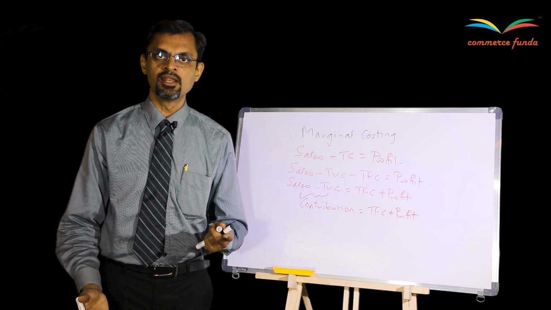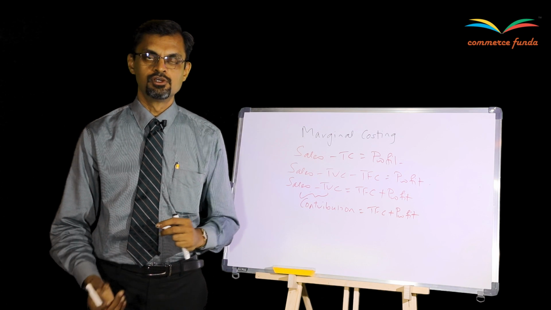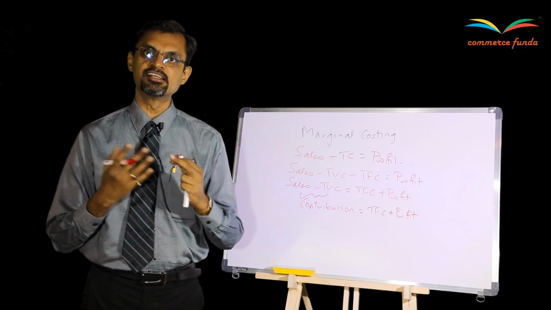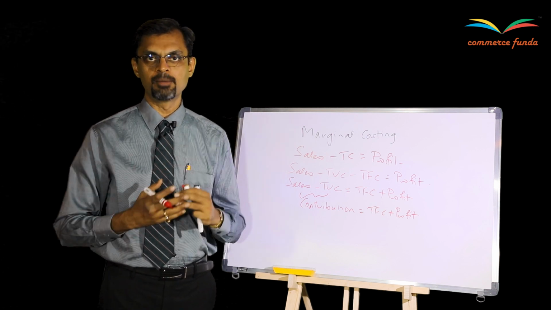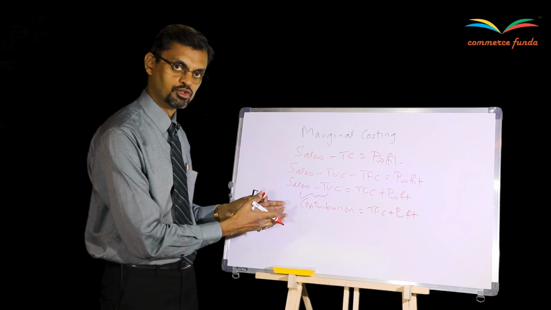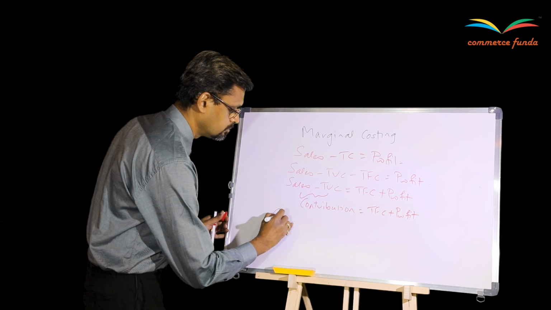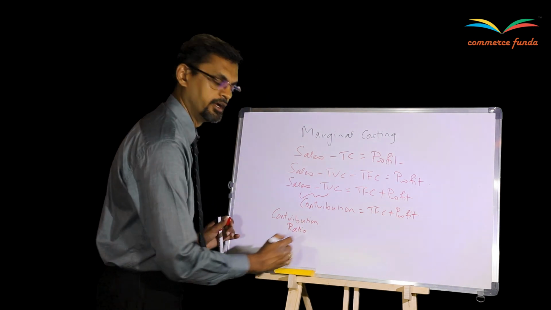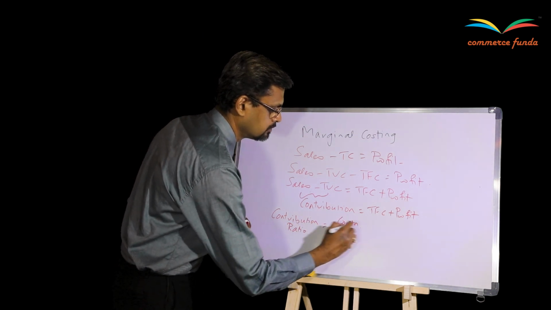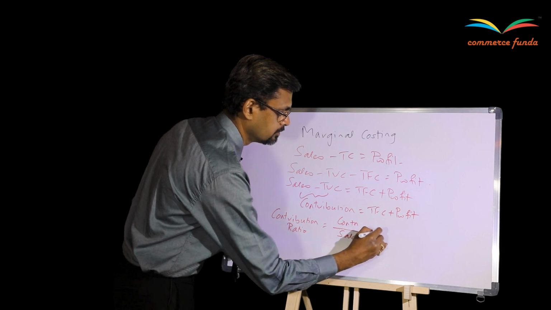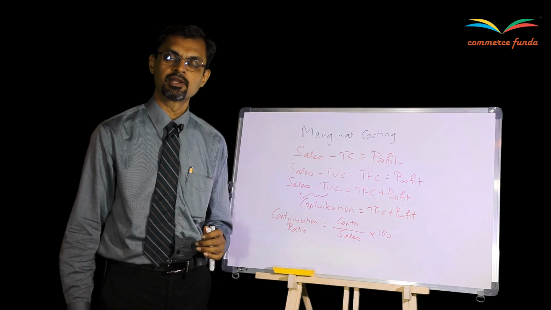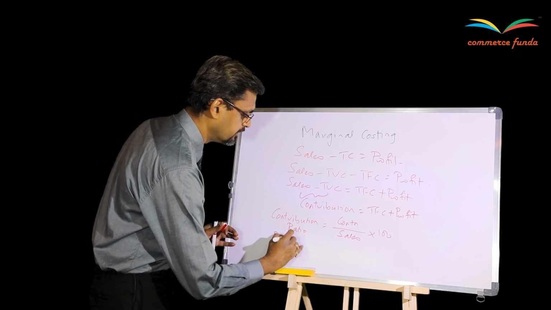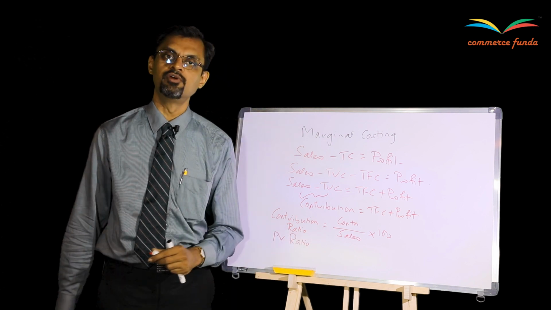Now you must be knowing the formula for gross profit ratio, net profit ratio, etc. How do we calculate that ratio? Gross profit upon net sales into 100. Net profit ratio, net profit upon net sales into 100. Same logic here also. So when you talk about contribution ratio, it is contribution upon sales into 100, right? So this is your contribution ratio, and this contribution ratio is also called by a different name which is called PV ratio.